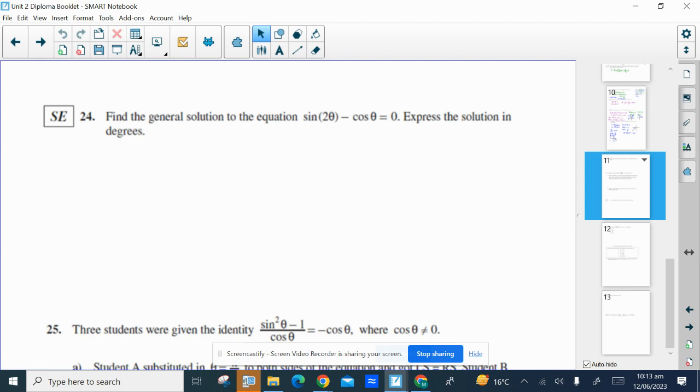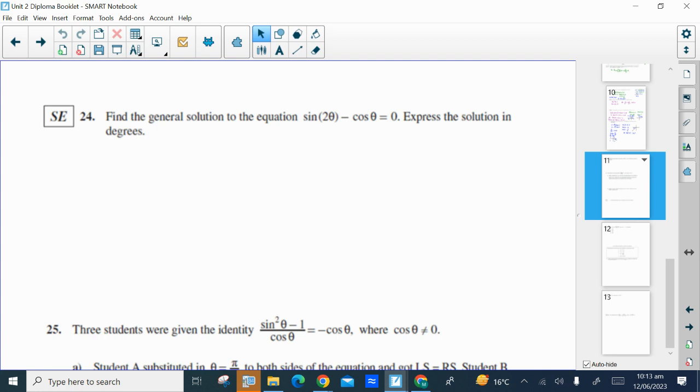So let's finish off this package. Find the general solutions. Remember, the general solutions means that the domain is from negative infinity to positive infinity. This is where we use multiples of the period for the function. So the general solution to sine 2 theta minus cos theta equals 0.